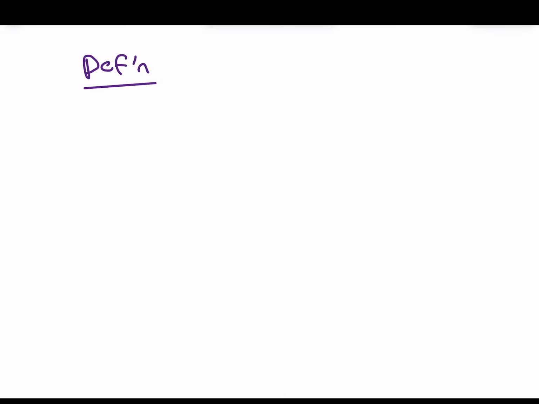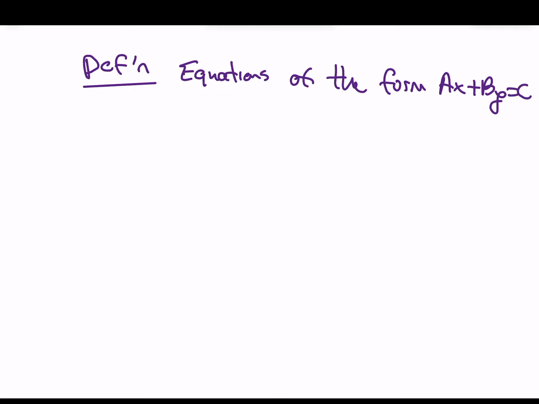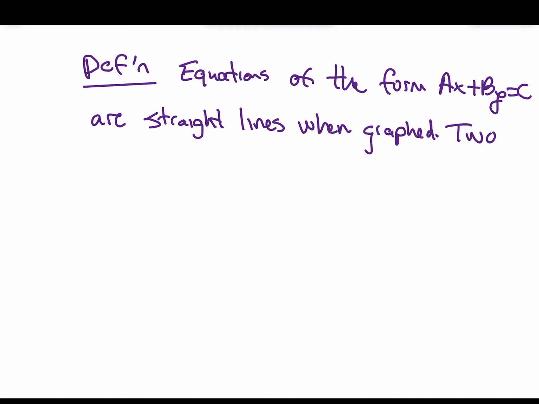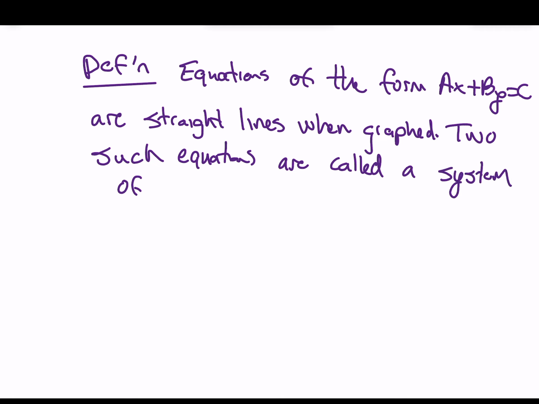Definition. Equations of the form ax plus by equals c are straight lines when graphed. Two such equations are called a system of linear equations.